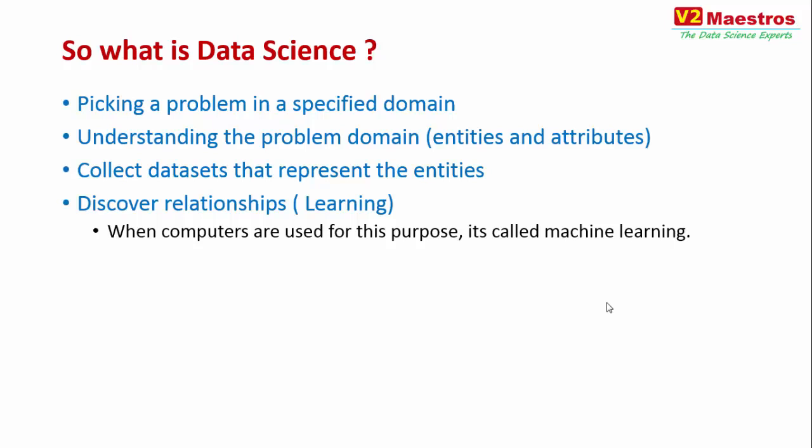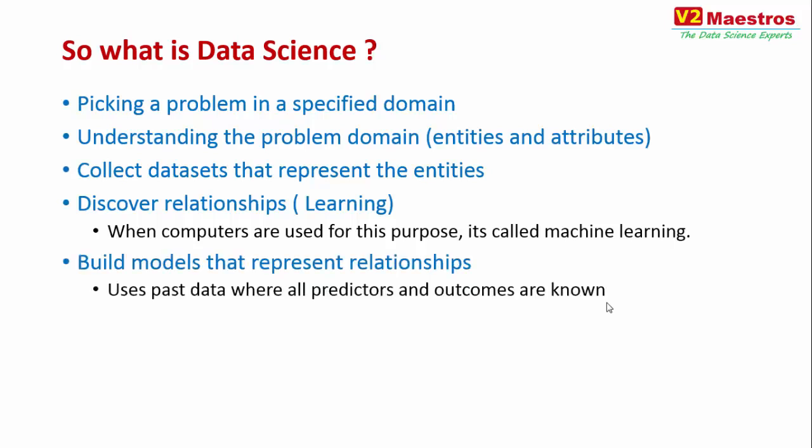So machine learning is not something out of the world. It's all about machines learning about certain things or discovering relationships from the data they have. And then build models to represent the relationships. The model can be like a mathematical model. It can be a decision tree model. There can be other types of complex models too.